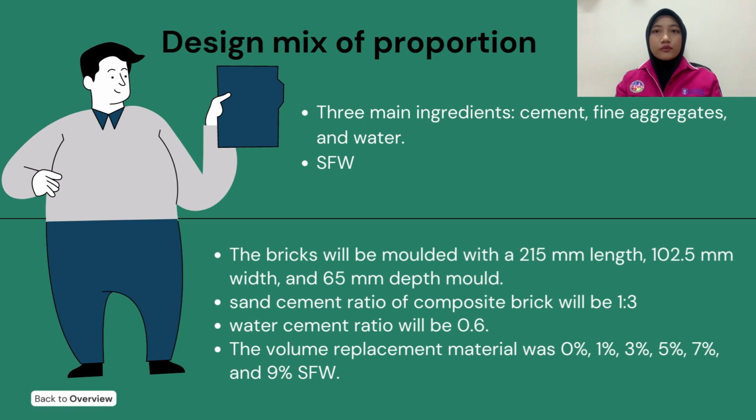For the design mix proportion in this study, there are 3 main ingredients, which are cement, fine aggregates, and water, while the SFW is a waste material to replace the cement. The bricks will be molded with British standards dimensions. The sand-cement ratio of the composite brick will be 1:3. The water-cement ratio will be 0.6. And the volume replacement material was 0% as a control, 1%, 3%, 5%, 7%, and 9% of SFW.